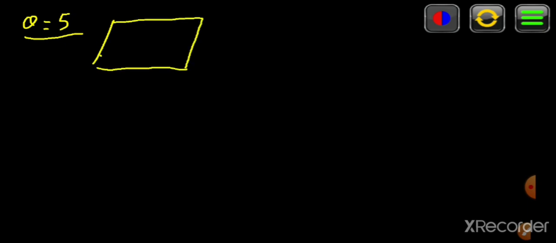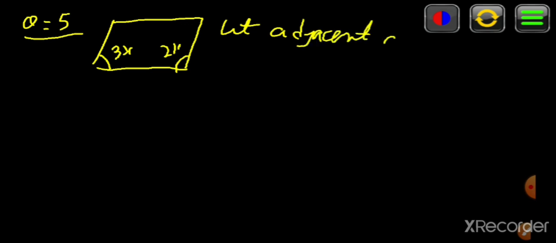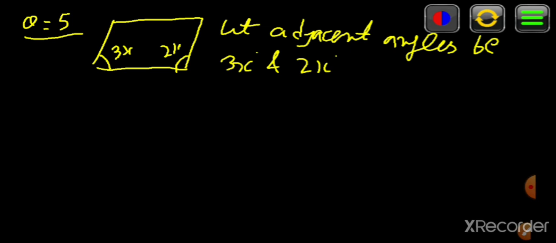Now we are solving question number 5. It says the measure of two adjacent angles of a parallelogram. This is our parallelogram and the angles are in the ratio 3:2. Let the angles be 3x and 2x. Let two adjacent angles be 3x degree and 2x degree, because their measure ratio is 3:2.